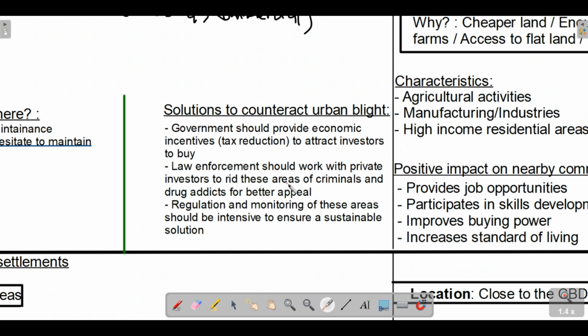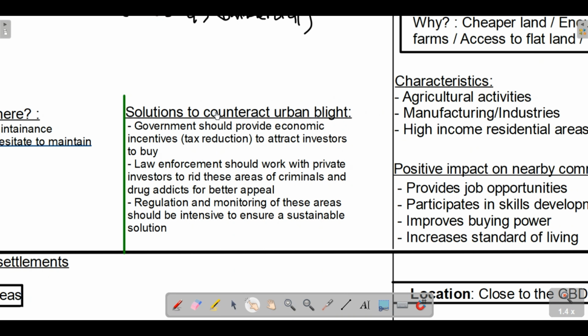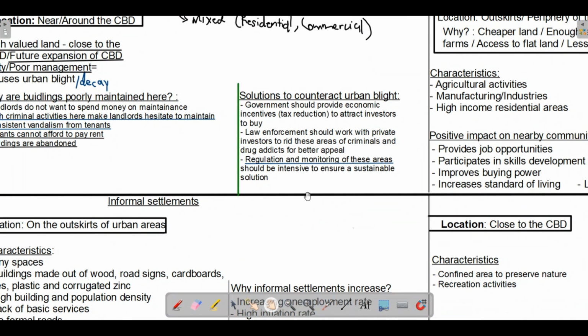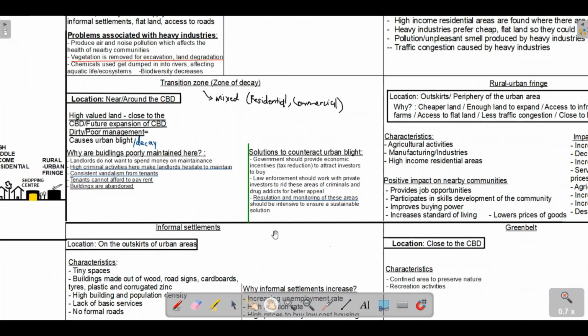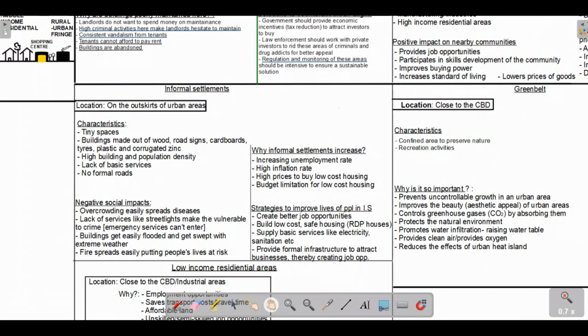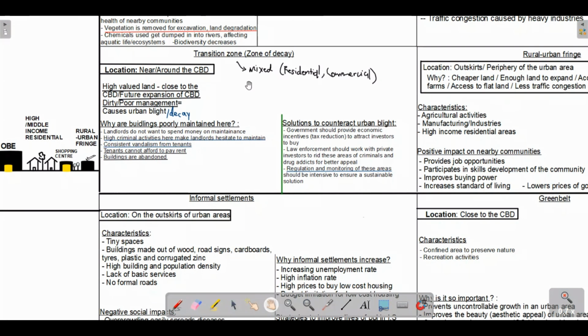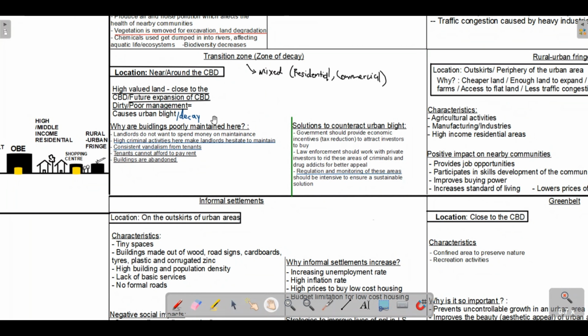Second point is that law enforcement should work with these investors to get rid of these criminals and drug addicts and even illegal immigrants, to attract more investors to invest in this zone, which is the transition zone. There should be regulation and monitoring of these areas, and it should be intense, okay, to ensure that there's a sustainable solution. So you have to have people that come in and check in those areas to ensure that they are clean, they are now well taken care of. So that should be regulated to ensure that this does not happen ever again in these areas, right? So that is the transition zone, the zone of decay around or near the CBD.